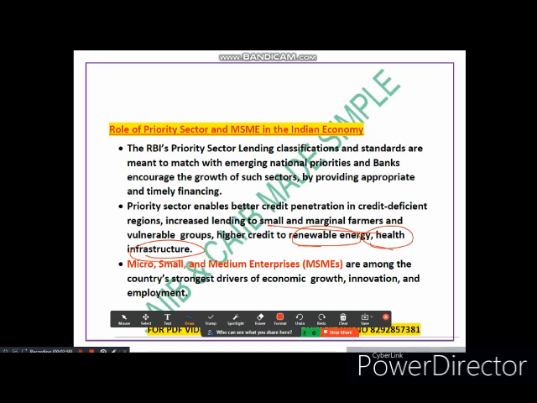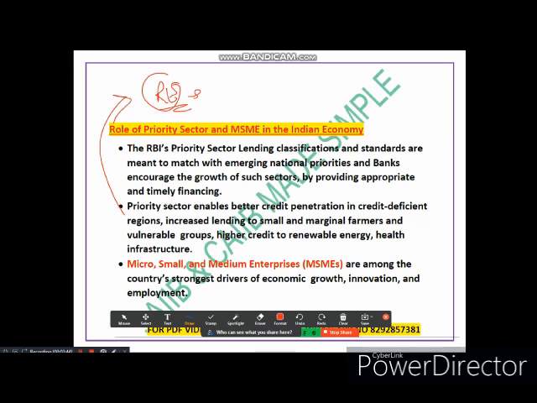So let's take an example to make this concept more clear. So let's consider a credit deficient region where people have limited access to formal banking services. By emphasizing priority sector lending, banks can establish branches or offer mobile banking services in this area, making it easier for people to access credit and financial service. Additionally, a small and marginal farmer who may not have substantial collateral or credit history can benefit from priority sector lending, as banks are more willing to lend to them. So priority sector lending encourages banks to provide loans for renewable energy projects. Let me give you some example of renewable energy project, like solar power plant, which helps in the country's transition toward clean energy.